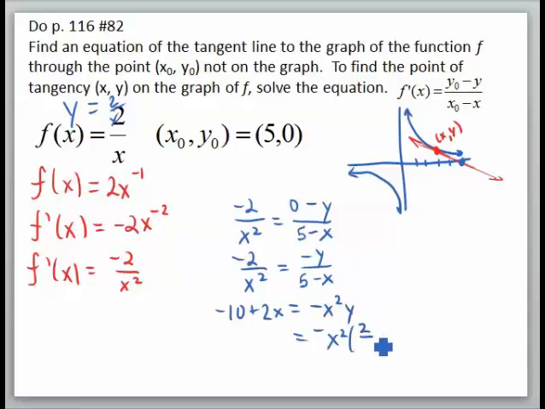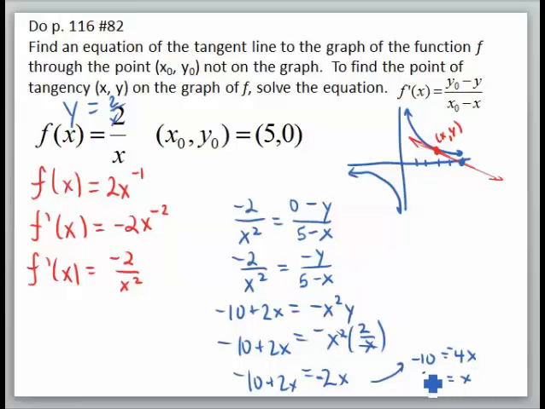So I have 2 over x here equals negative 10 plus 2x. Multiply these together, this cancels here, and so I end up getting negative 2x equals negative 10 plus 2x. And then I'll solve, and that gives me negative 10 equals negative 4x. And so x is equal to 10 over 4, which is 5/2. There's my x value for this point of tangency.